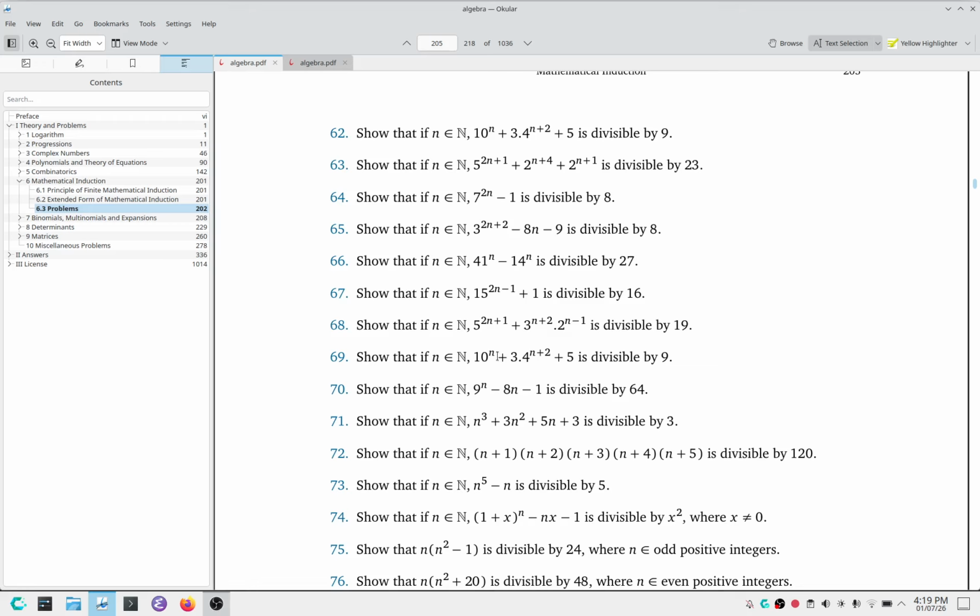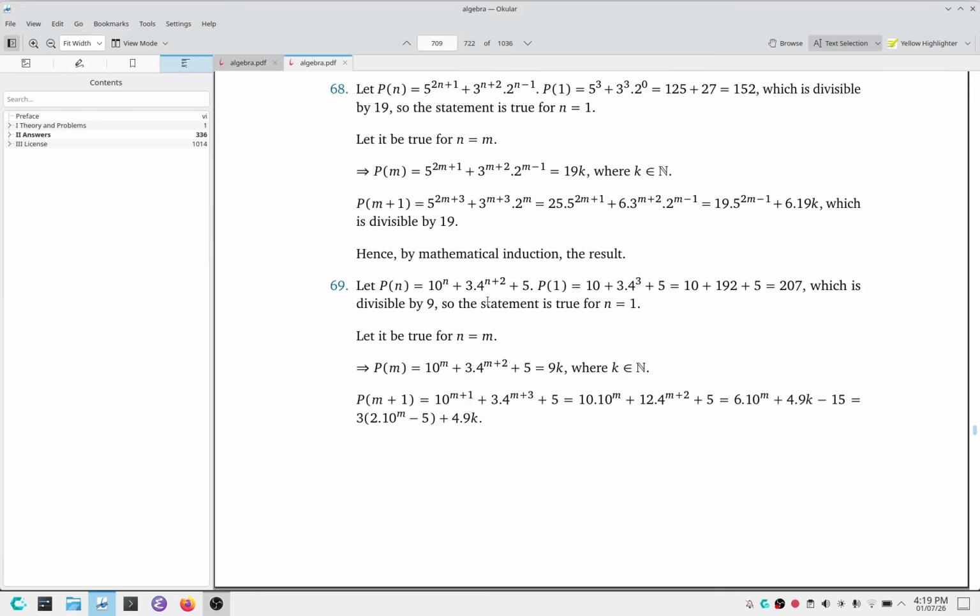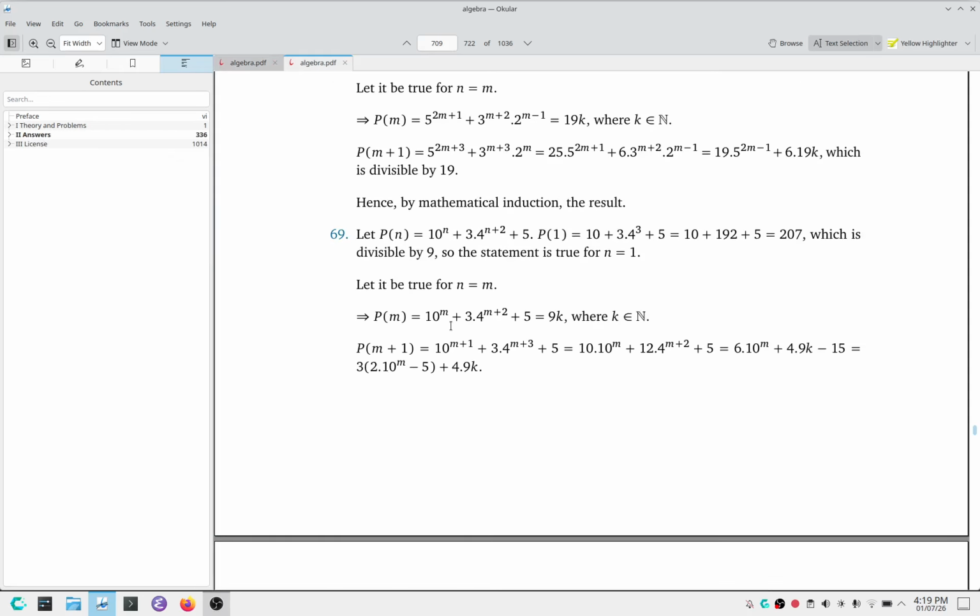Question 69 says that the expression is 10 raised to the power n, plus 3 times 4 raised to the power n plus 2, plus 5, should be divisible by 9. We put n equal to 1, we get 207, which is divisible by 9. And then we put n equal to m, so we let the expression be equal to 9k.